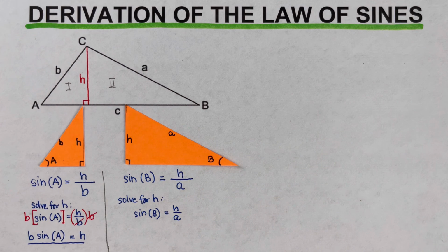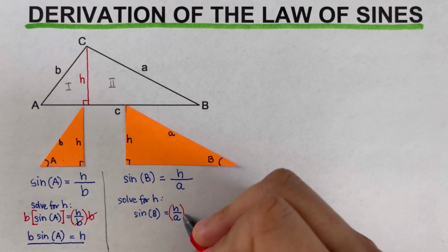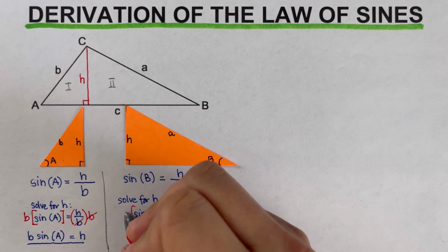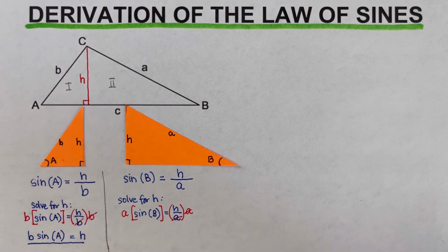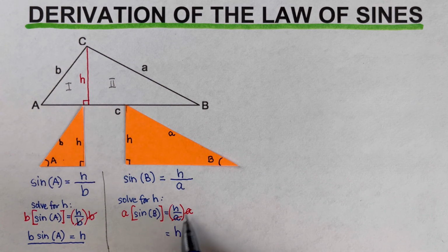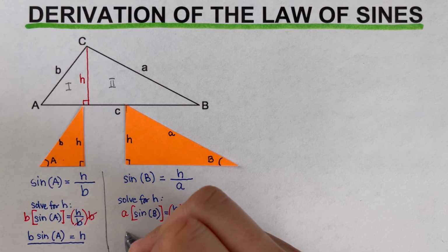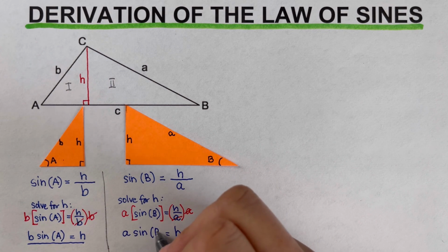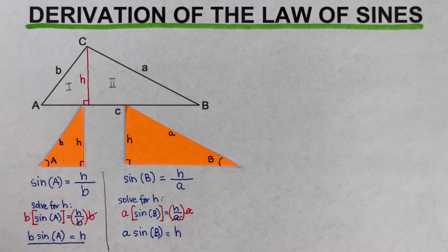In order to solve for H, we are going to multiply both sides by A. If we multiply both sides by A, we can cross that out, and so we are left with H. So this too gets crossed out. The right side of the equation now is H because we crossed out the A and the A. So H is equal to A sine of angle B. This is the equation to solve for H using the second triangle.